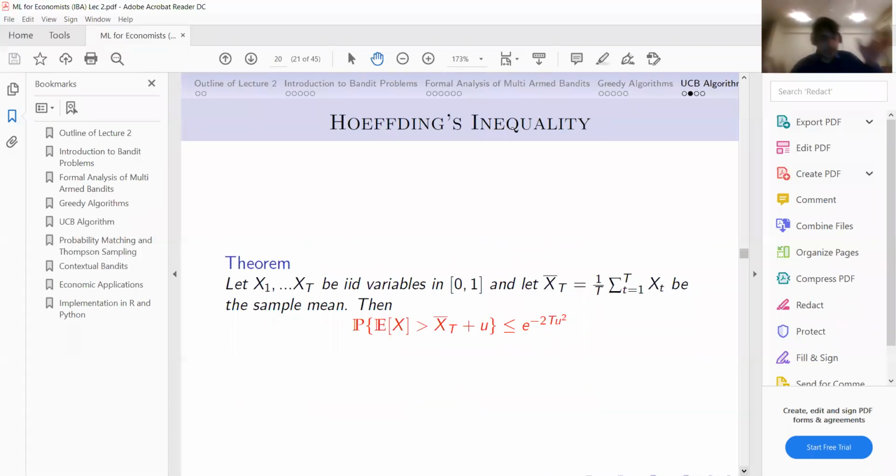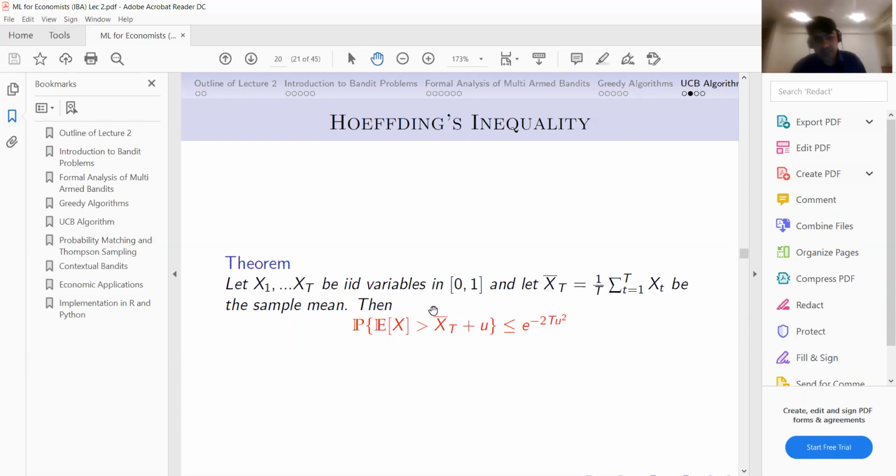Then there's this. This is just a standard result in probability inequalities. If you have independent identically distributed variables in the unit interval, from x1 all the way to xT, and we define the average of these random variables as x bar T, then this is just an inequality which I won't have time to discuss in detail, but it is a theoretical result from probability theory, that the probability that the expected value of x, which is what we don't know, deviates from the mean you have so far by a magnitude greater than u.